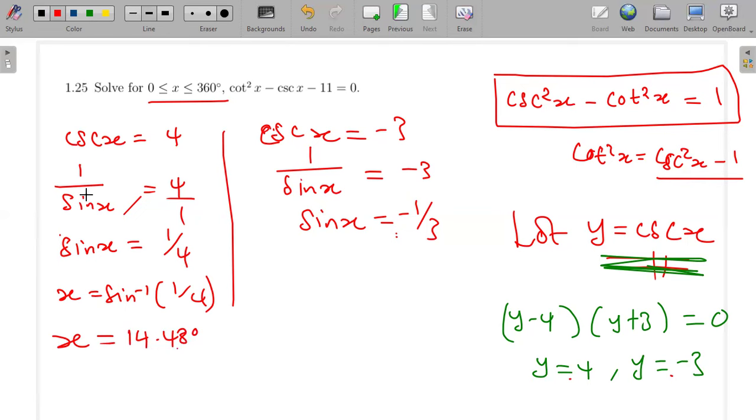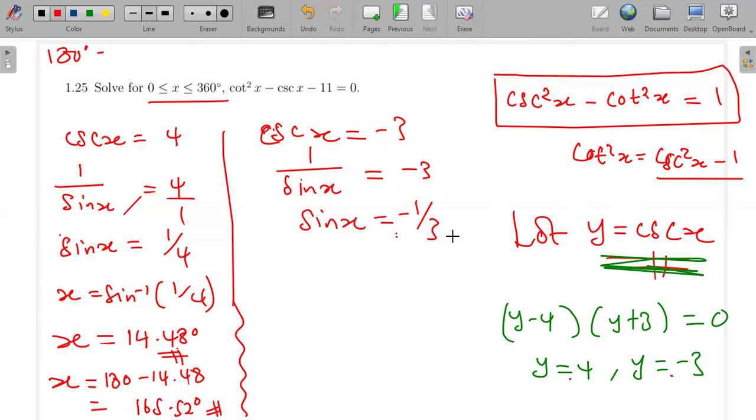So in the second quadrant, we said it's just 180 minus the angle in the first quadrant. So it means my other x will just be 180 minus 14.48. So this here is going to give me 165.52 degrees.